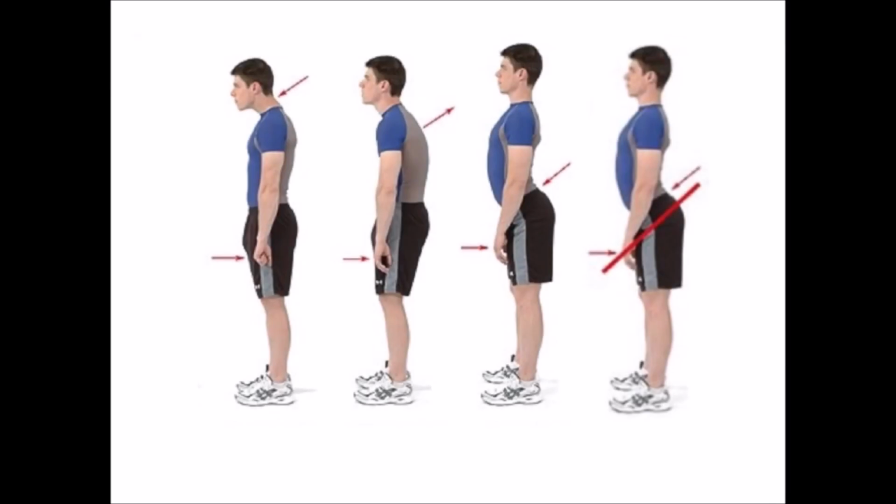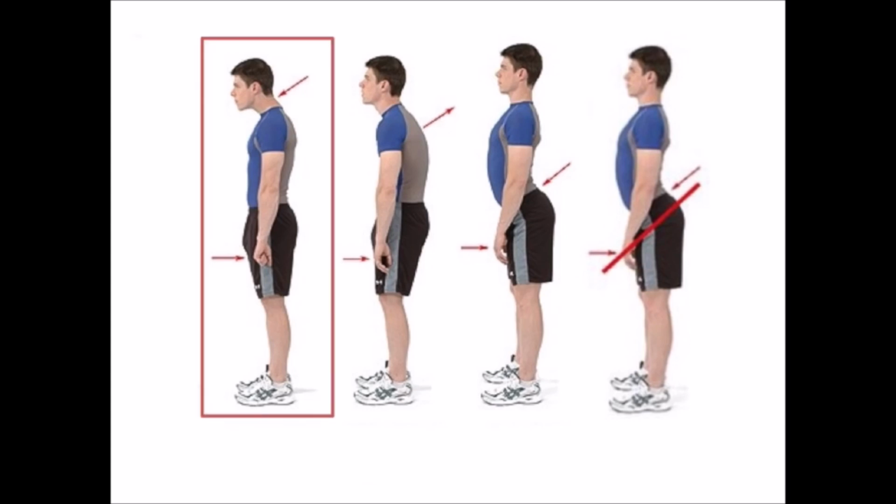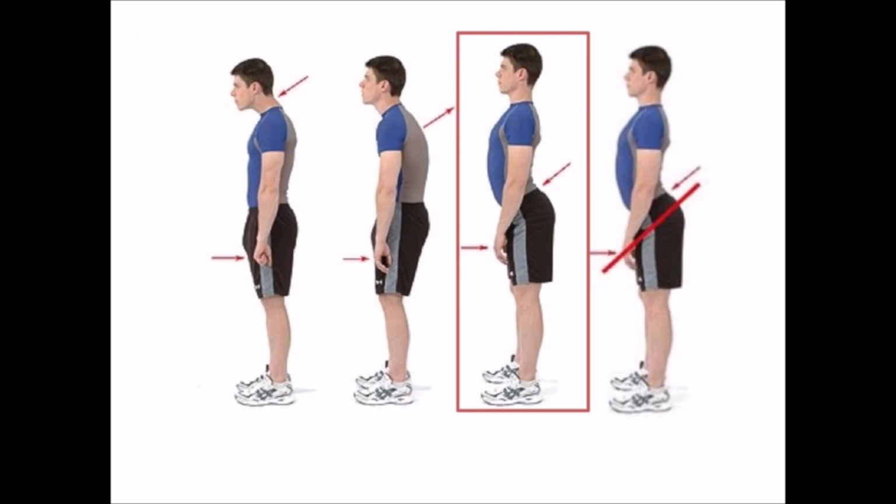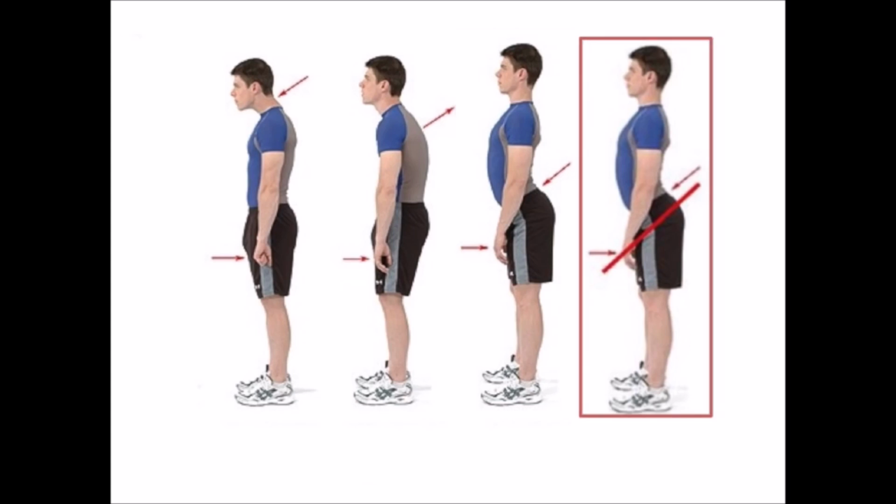These are the main faulty postures that we'll be discussing in this video. They include head extension, thoracic spine kyphosis, lumbar spine lordosis, and anterior pelvic tilt.